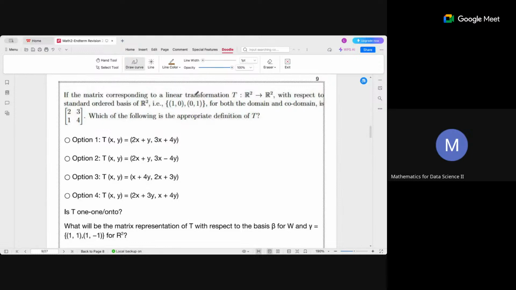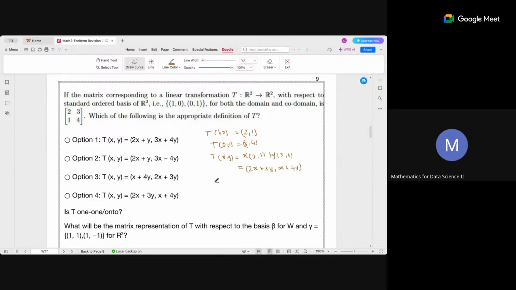If the matrix corresponding to a linear transformation with respect to the standard ordered basis for both domain and codomain is given like this, which of the following is an appropriate definition of T? How will you find it? It is given that T of (1, 0) is (2, 1). T of (0, 1) is given as (3, 4). So T of (x, y) is x times (2, 1) plus y times (3, 4). So it is (2x plus 3y, x plus 4y). So this is one way.